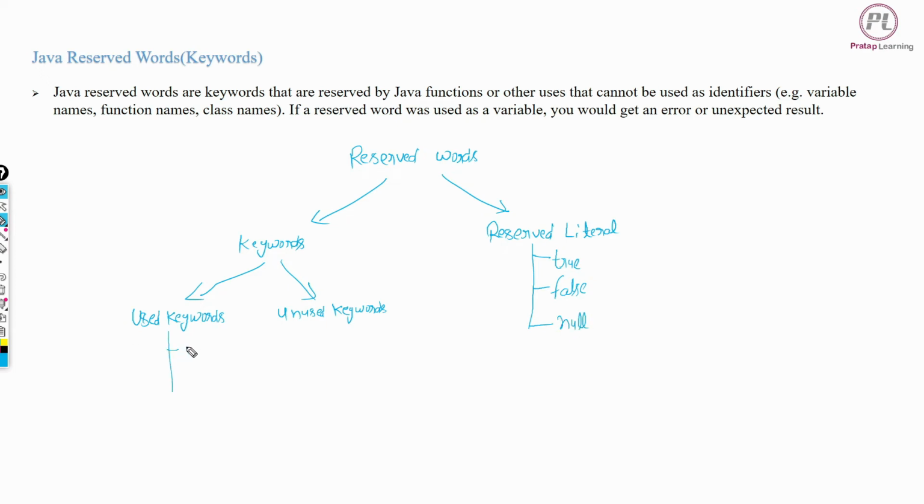And now we have used keywords like if, else, for, and many more. Then we have two unused keywords, const and goto. So we divided the reserved words tree and we can see details of each type, and we will also see them in detail further.